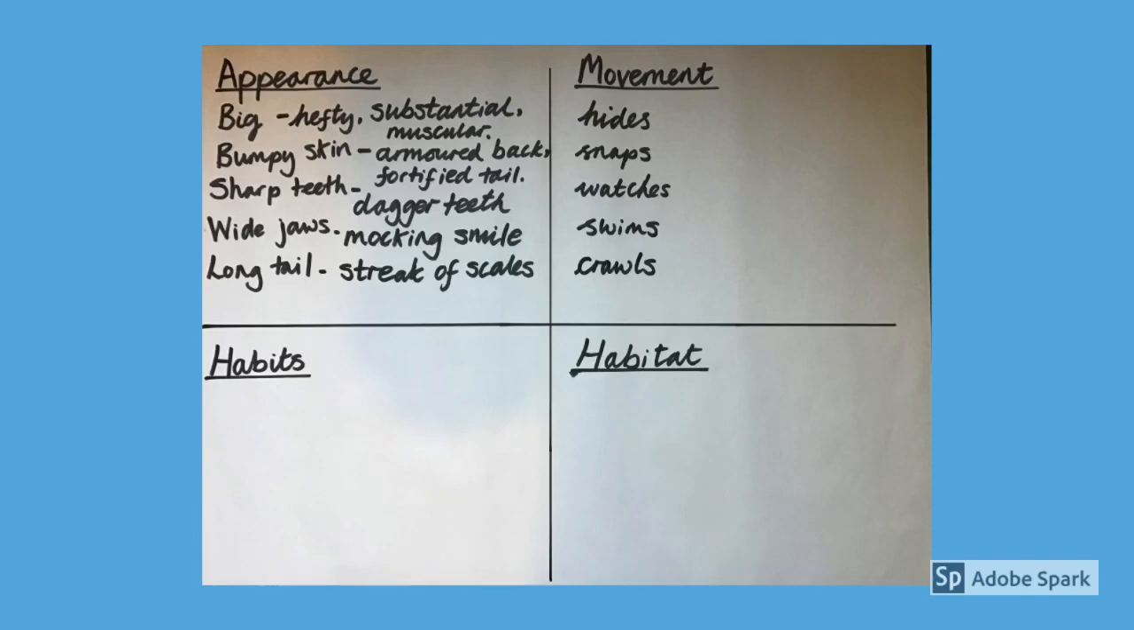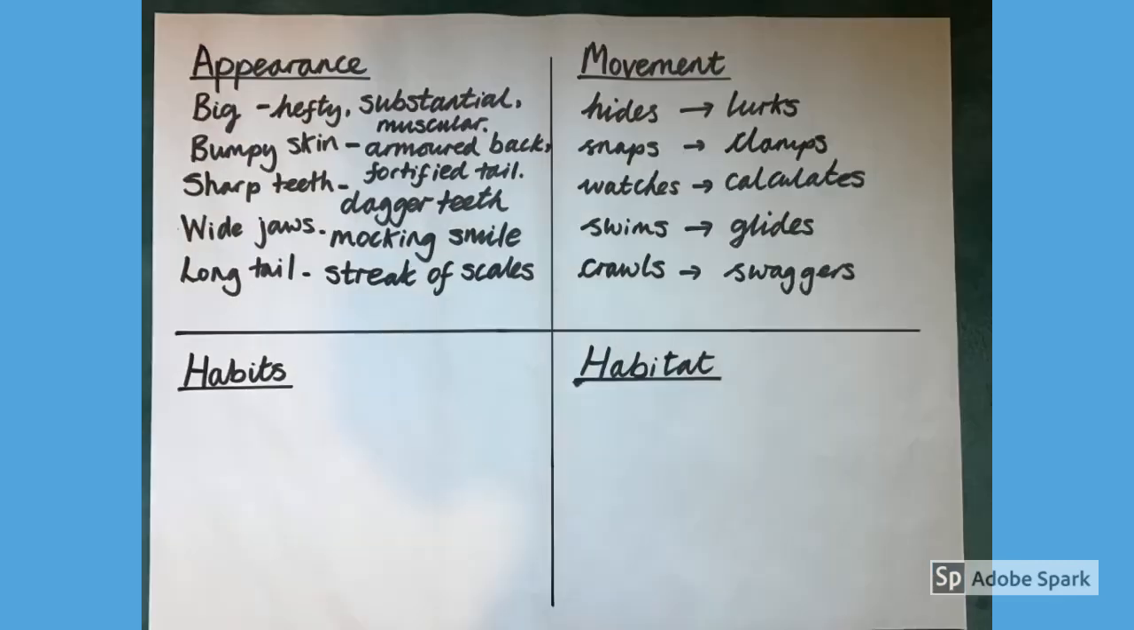Next, have a look on YouTube and see if you can find any clips of your animal moving. Then use a thesaurus and see if you can develop any of the ideas that you've come up with. In place of the word hides, I've gone for lurks because there's something very menacing about the crocodile watching and waiting. For snaps, I've gone for clamps. It holds onto its prey tightly in its jaws.